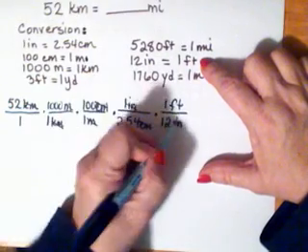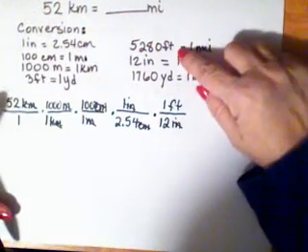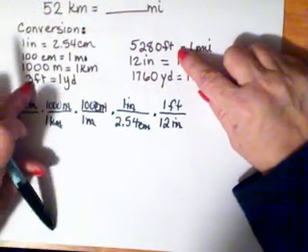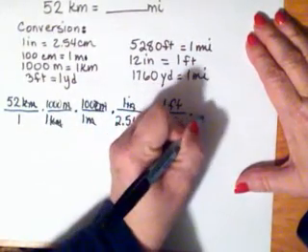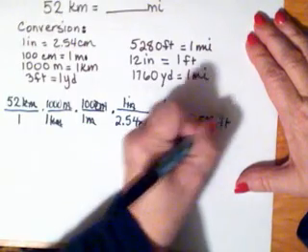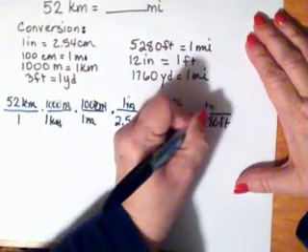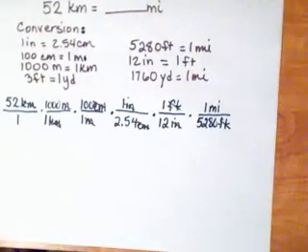And then inches cancel. Now, I've got 2 options here. I know how many feet are in a mile, or I can put in 3 feet in 1 yard. I'm just going to go directly to feet. So I've got 5,280 feet in 1 mile. And so now my feet cancel.